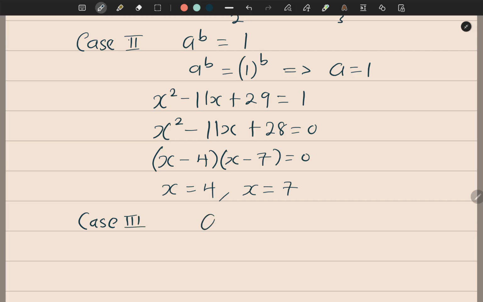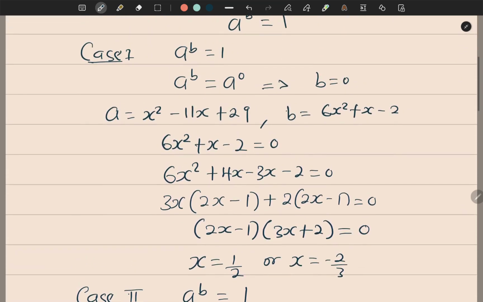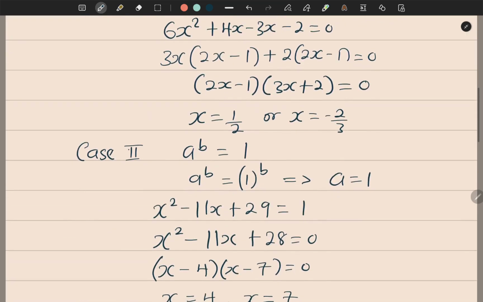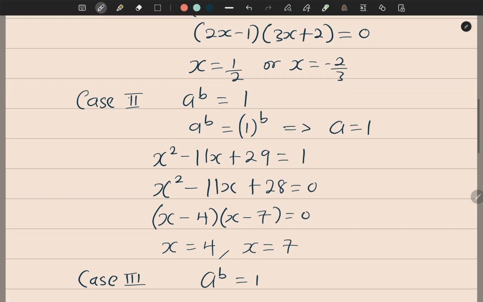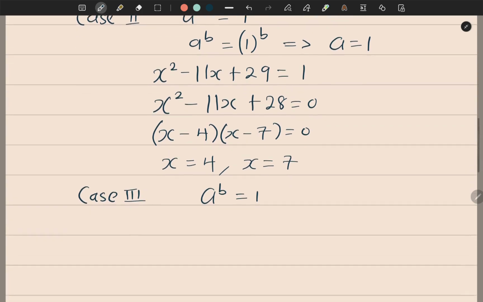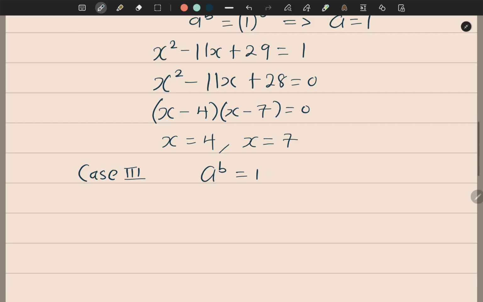Remember what we are considering is a to the power of b equals 1. We've considered when a raised to the power of 0 equals 1. Then we've considered 1 raised to the power of b equals 1. So what we're going to consider now is, what if you have minus 1 raised to the power of b? Yes, minus 1 raised to the power of b can actually be 1 only if b is even.